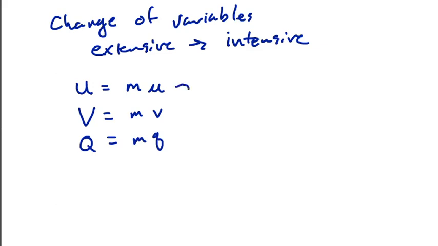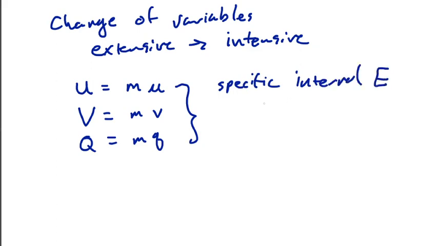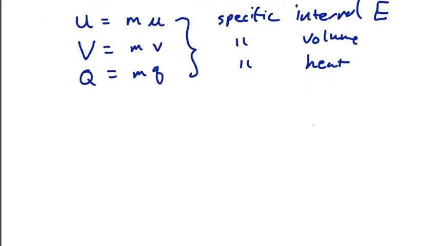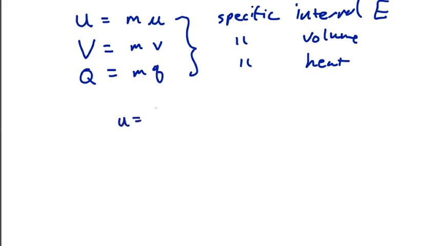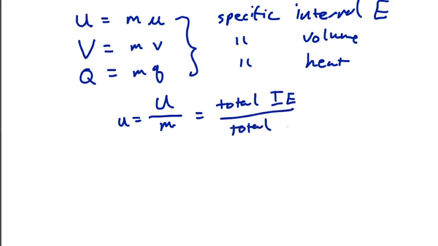And we give these intensive variables a special term that you'll see a bunch. We call this the specific internal energy. We call it the specific volume and the specific heat. This is the internal energy, the volume, or the heat per unit mass in the system. The m's here are the mass of the system as a whole. So that little u is equal to big U divided by the mass of the system. So this is the total internal energy over the total mass, and that's the internal energy per unit mass.